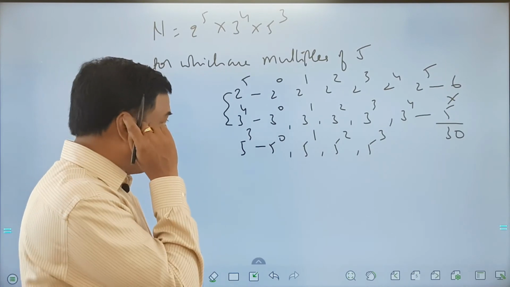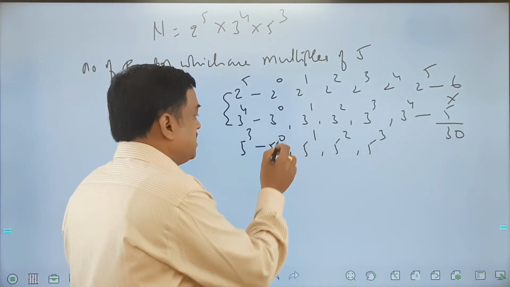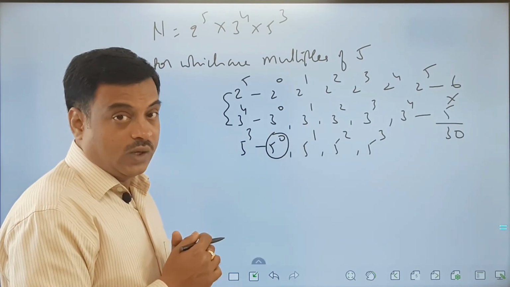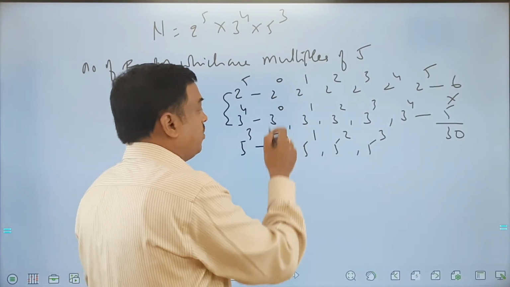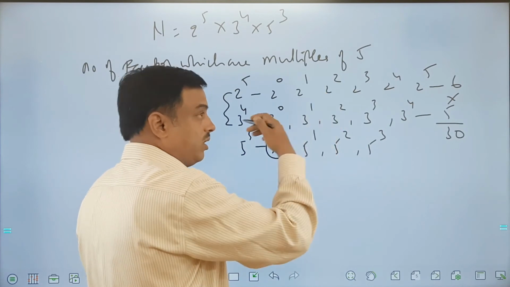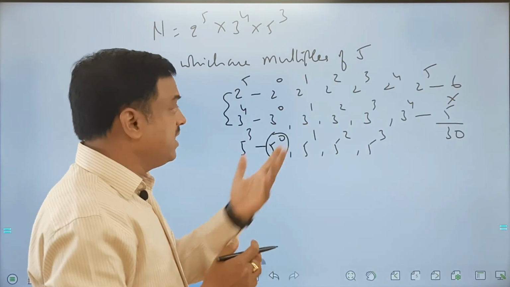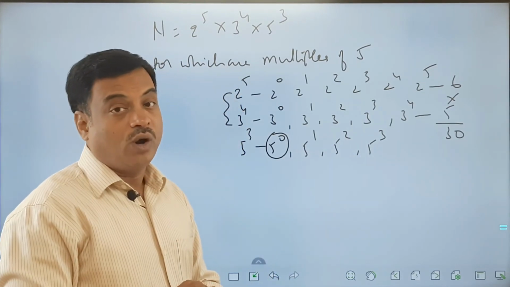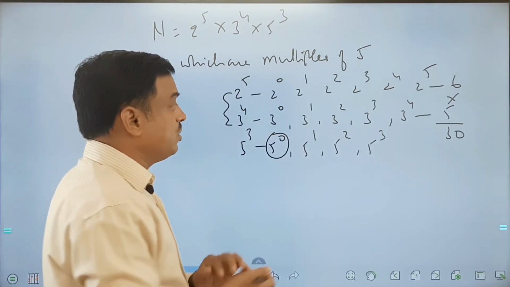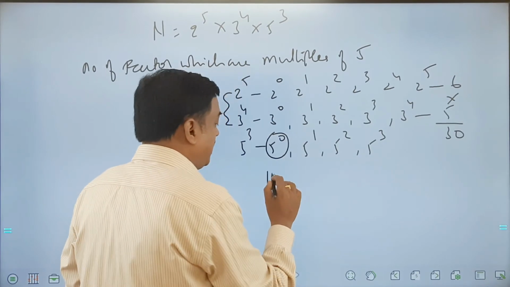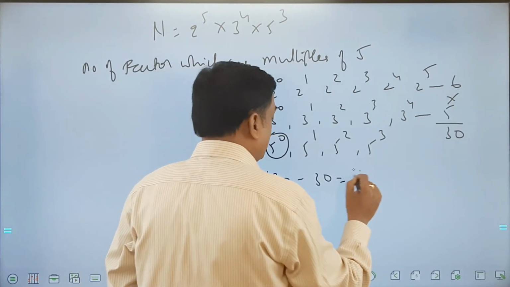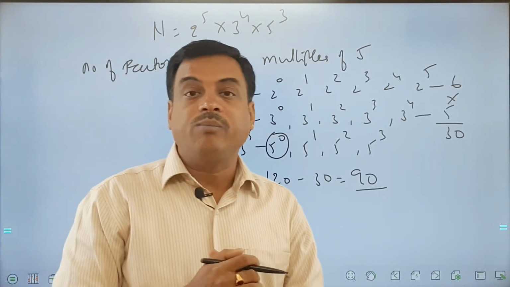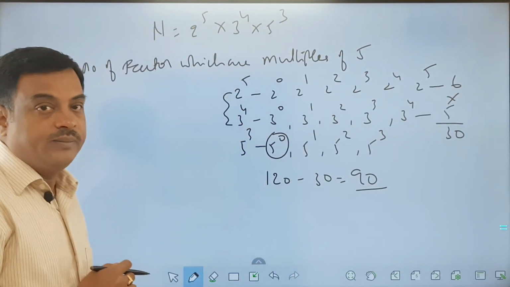Now do we also have to consider this 1 separately? I guess not required, because 1 into 1, 1 into 2, 1 into 4 already we have in the list. So those things are already considered here. So these 3 numbers we should not multiply, right? So here 30. So out of 120, I should remove 30, which is nothing but how much? 90. So there are 90 numbers which are multiples of 5 here.